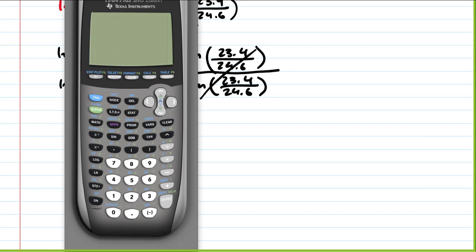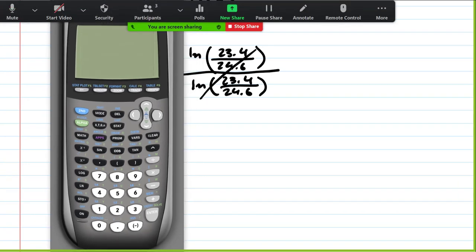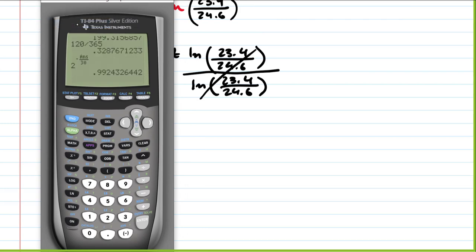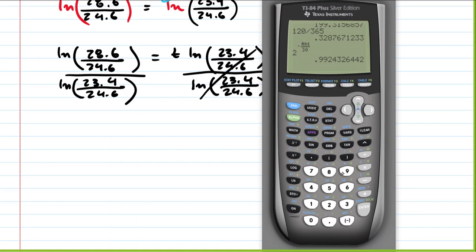So we grab our graphing device. And we put in our fraction, and then logarithm, another fraction, 28.6 over 24.6 over logarithm, another fraction, 23.4 over 24.6. Enter, and we get the following value.